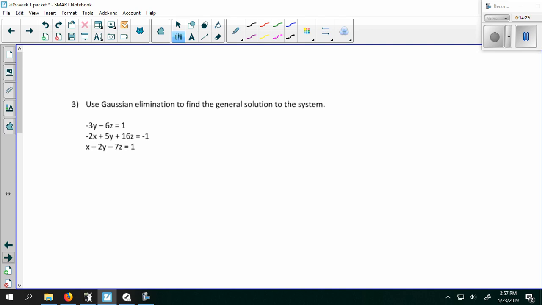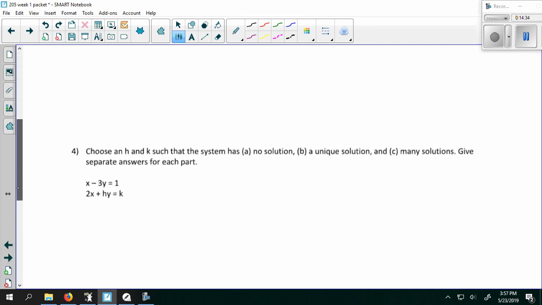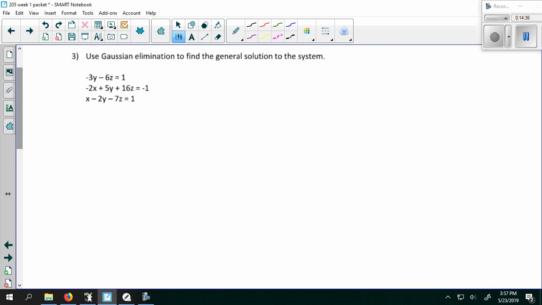Okay, one more. There's just 2 more. Use Gaussian elimination to find the general solution to the system. So first we translate to a matrix. So I have 0, -2, 1, -3, 5, -2, -6, 16, -7, augmented with 1, -1, 1.